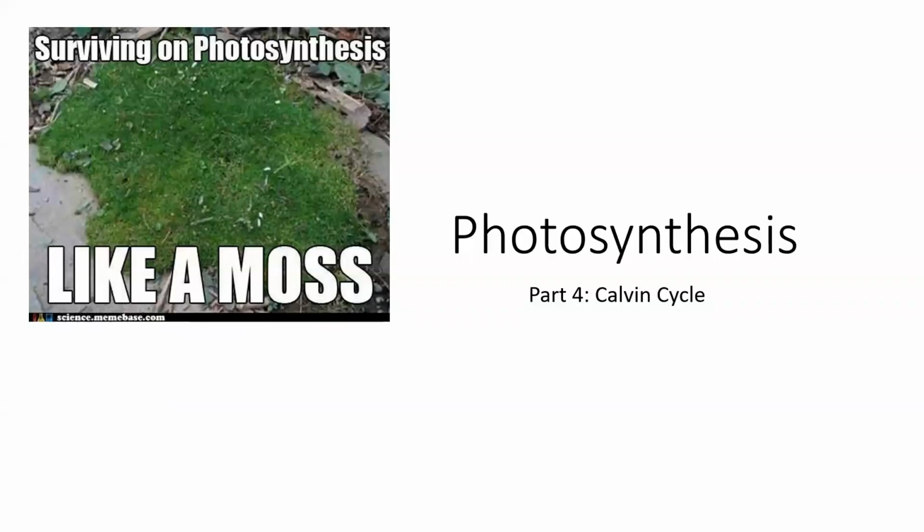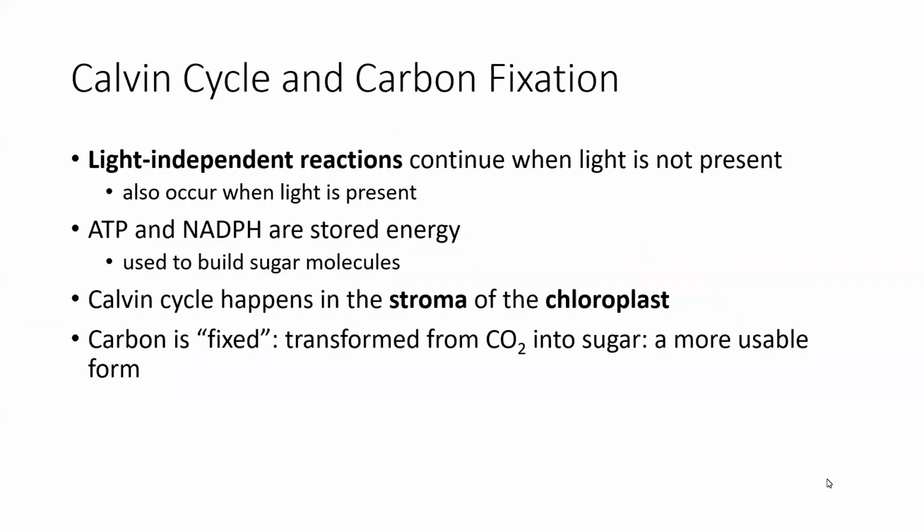All right, in this lecture, we're going to talk about the Calvin cycle, which are the light-independent reactions. So these can continue when light is not present. They can also happen when light is present in most plants. We'll talk about some exceptions in the next lecture. But mostly the ATP and NADPH made in the light-dependent reactions is going to be used in these.